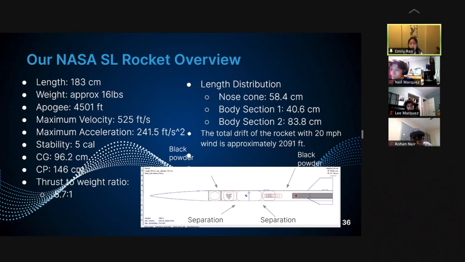The length distribution: the nose cone is 58.4 centimeters, body section 1 is 40.6 centimeters, body section 2 is 83.8 centimeters, and the total drift of the rocket with 20 miles per hour wind is approximately 2,091 feet.